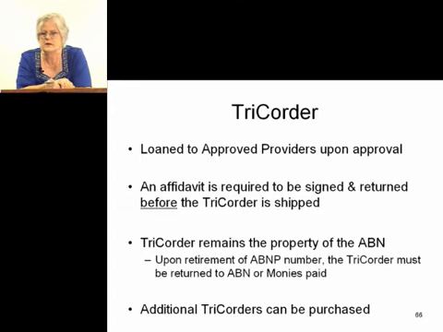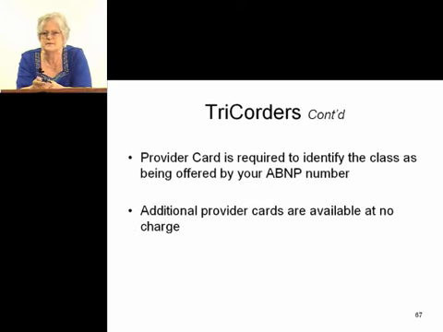The tricorder is loaned upon approval and after the affidavit is signed and returned. The tricorder will remain the property of the Alabama Board of Nursing, and upon retirement of the provider number, the tricorder has to be returned or money paid for it. Some facilities and providers want to get additional tricorders, and they certainly can do that and can purchase those. And we'll tell you how to do that in the next session.